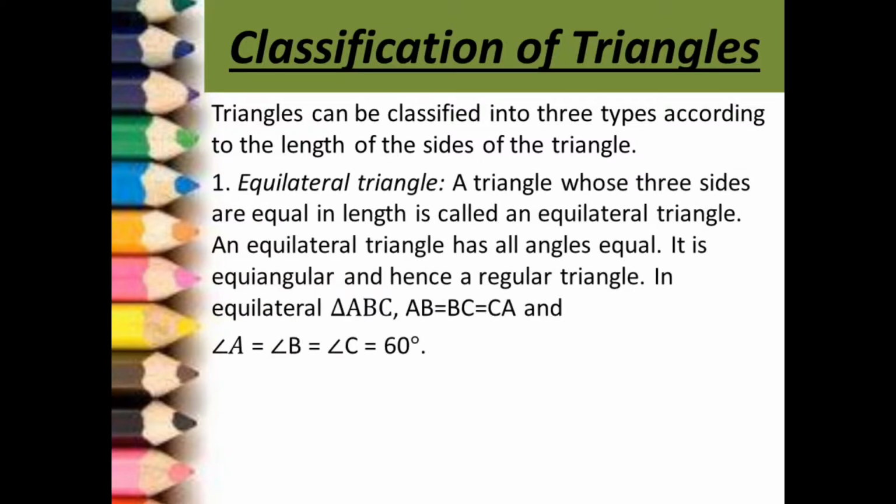The first is the equilateral triangle. A triangle whose three sides are equal in length is called an equilateral triangle. It has all angles equal, that is why it is equiangular, and hence a regular triangle. In equilateral triangle ABC, AB is equal to BC is equal to CA, and angle A is equal to angle B is equal to angle C is equal to 60 degrees. Hopefully it is clear to you.